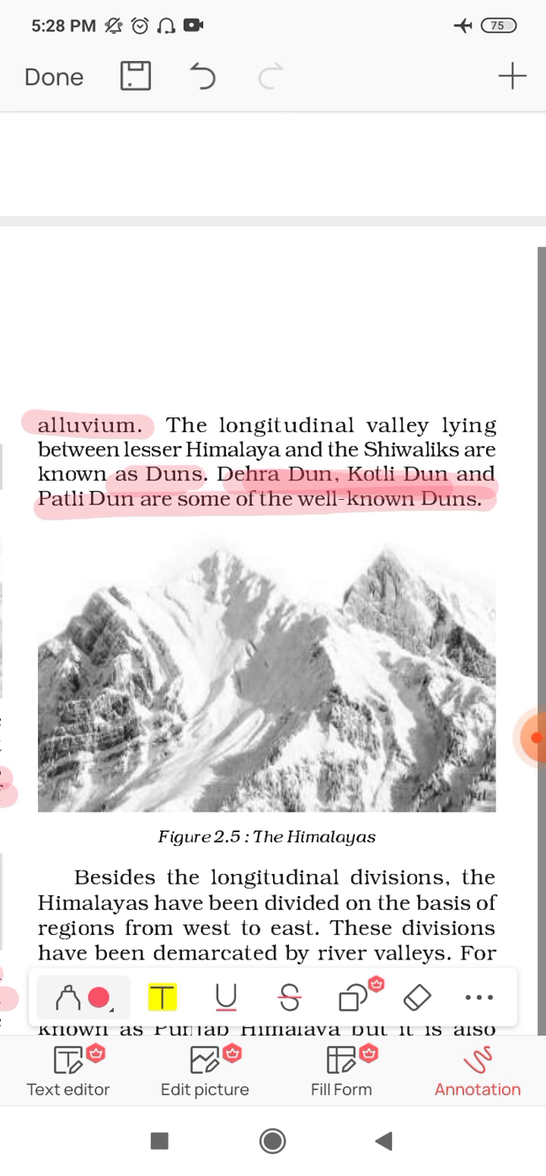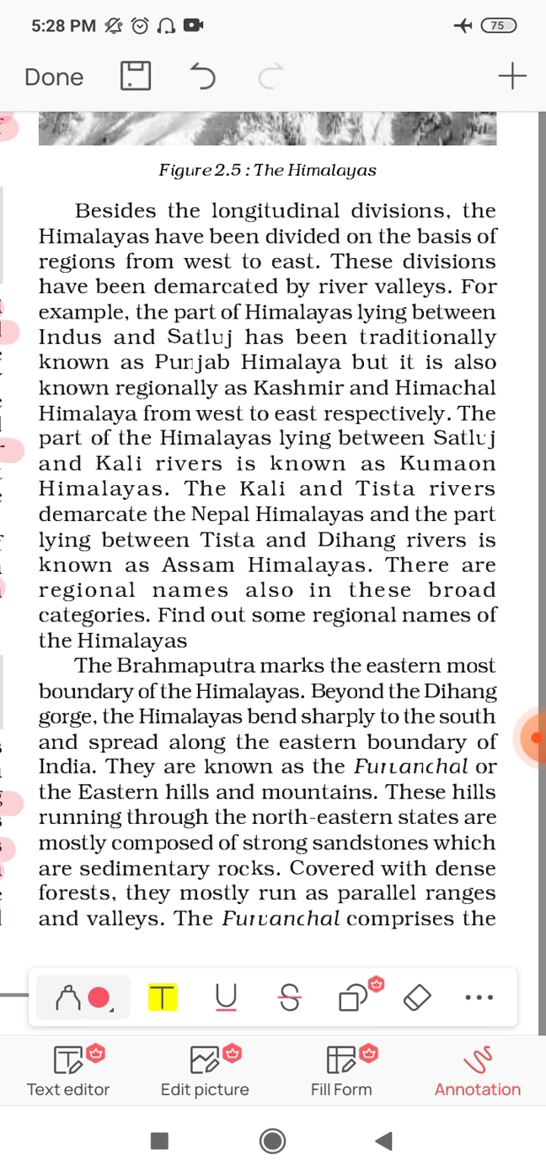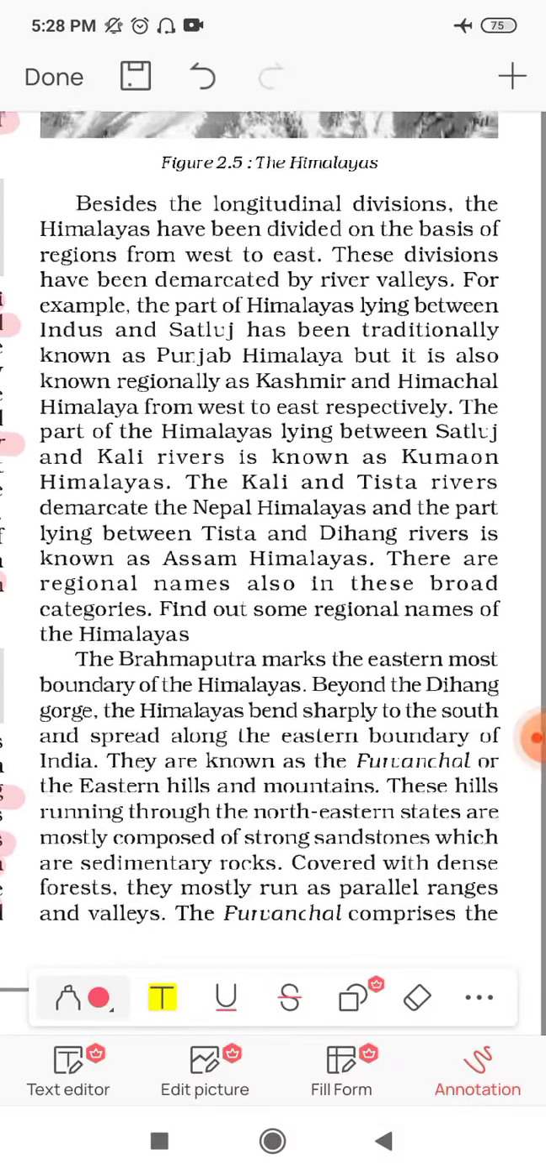Okay. Next we have, now beside the longitudinal division, so according to the longitudinal division, we have seen the three ranges of Himalaya. It is Himadri Himalaya, it is Himachal Himalaya, and it is Shivalik Himalaya. Now we will divide the Himalaya on the basis of the direction from west to east. Okay, according to the direction from west to east, we will discuss or we will divide the Himalaya. Now this division have been demarcated by the river valleys, as I said, according to the river. So from the part of Himalaya lying between Indus and Satluj.